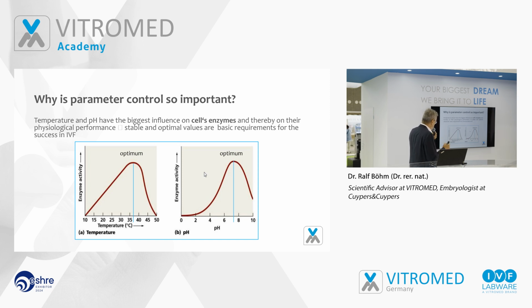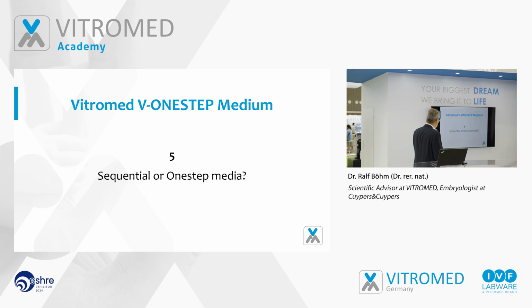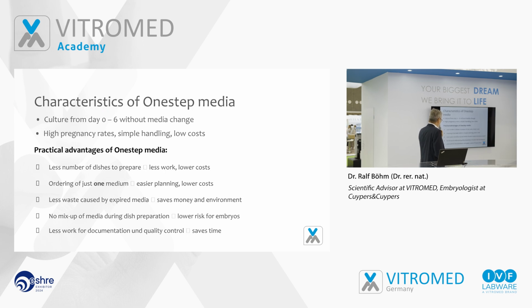Okay, and parameter control, that means mainly pH and temperature, is very important, because when we take cells out of the body and bring them into incubators, there are always some steps where they are outside these optimal conditions. And so you have to really check this very often and precisely.